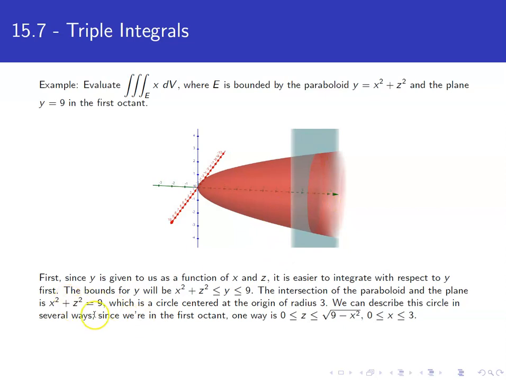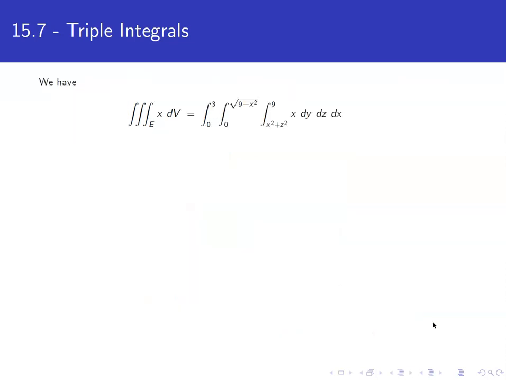Let's say I solve for z, and since we're in the first octant, I don't have to worry about the negative square root. So my z would be equal to the square root of 9 minus x squared. That would be the biggest that z could get. Since we're in the first octant, the lowest my z can get is 0. And then your x would go from 0 to 3 in that case. So now we have our bounds to set up our integral. Again, we said we're going to integrate with respect to y first, and then with respect to z, and then with respect to x, the way we have this set up.